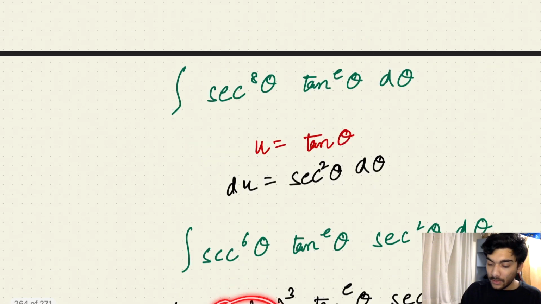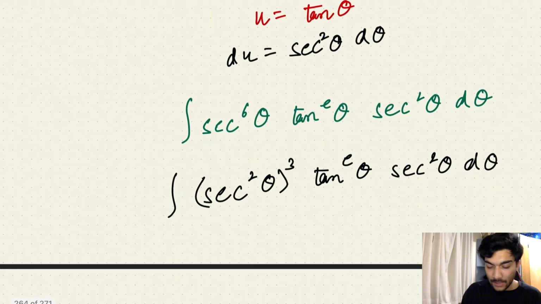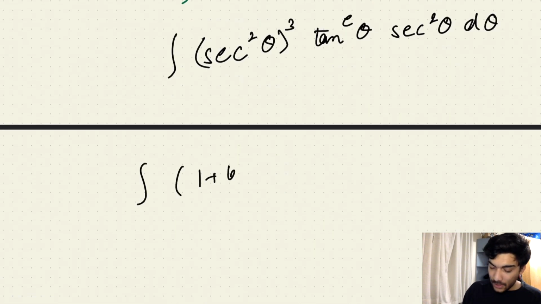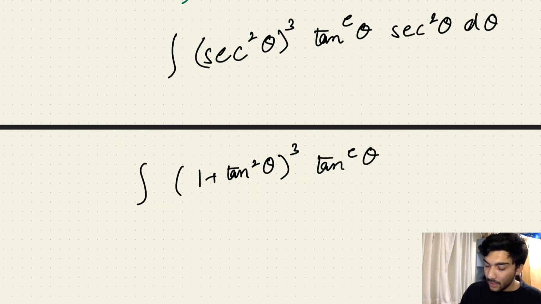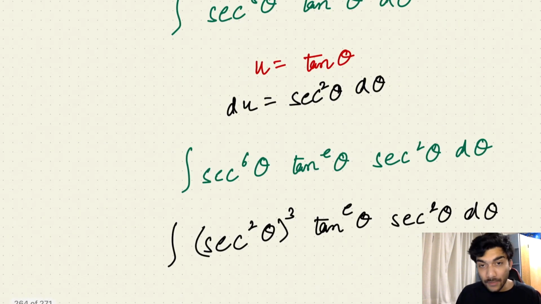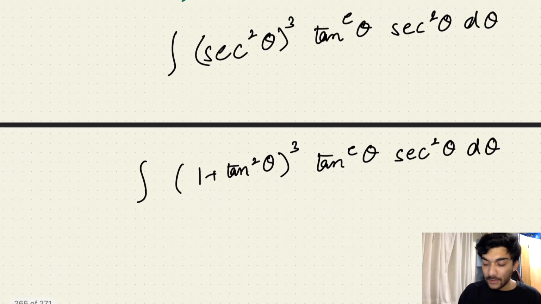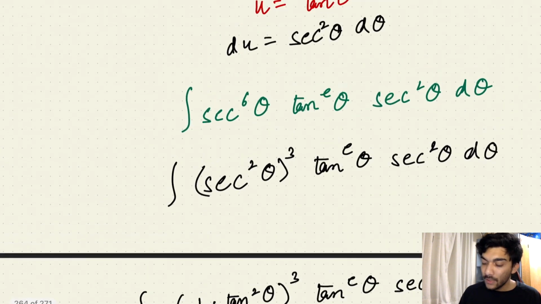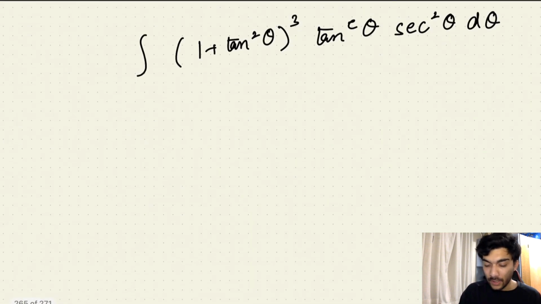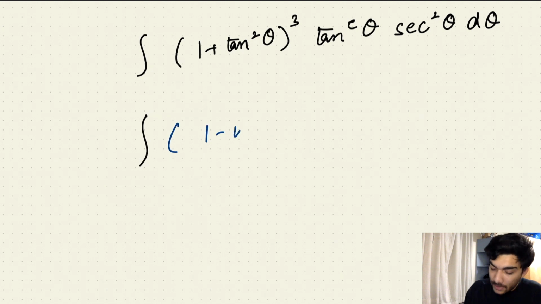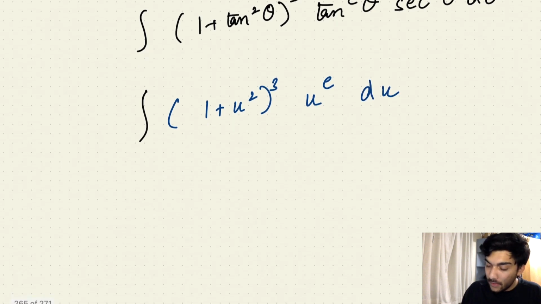And now we know that secant square theta is basically 1 plus tan square theta over here, right? So secant square theta is 1 plus tan square theta to the whole cube. Now tan to the power e theta secant square theta d theta over here. And now the substitution is very simple, right? You will just convert every occurrence of tan theta as u, and your secant square theta d theta will be changed to du over here, right? So this expression over here will be easily changed to 1 plus u square to the power whole cube, u to the power e, and then secant square theta d theta is du over here, right?